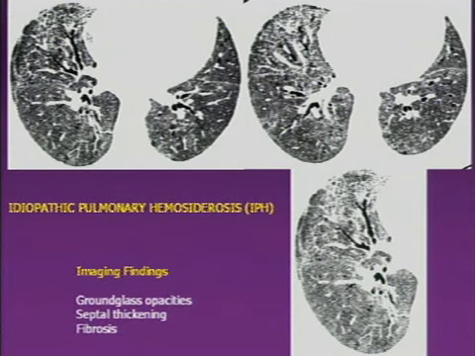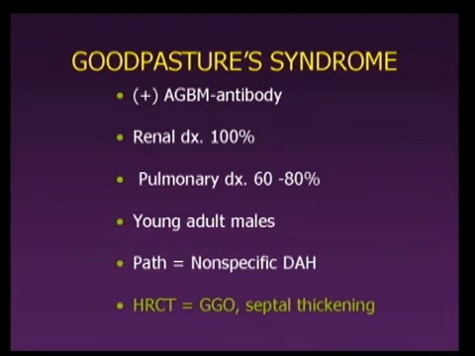There's a chronic component to this disease with repeated episodes of bleeding. There'll be fibrosis. There's probably a little traction bronchiectasis here and architectural distortion. But in other areas of the lung, we see ground glass densities and septal thickening. Again, this disease is characterized by repeated episodes.